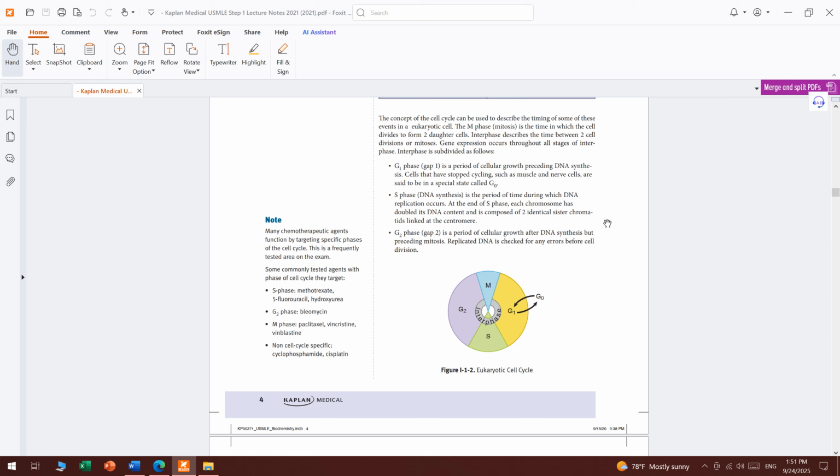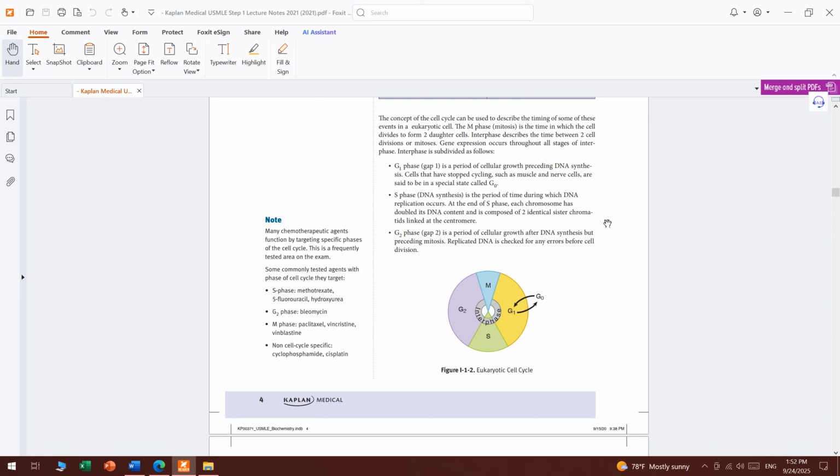The overall progression of the eukaryotic cell cycle can be visualized as a circle, starting from G1, moving to S, then G2, followed by M phase, and then back to G1 or into G0. Supplementary point: chemotherapeutic agents and the cell cycle. Many chemotherapeutic agents, which are drugs used to treat cancer, exert their effects by specifically targeting different phases of the cell cycle. This is a frequently tested concept in medical examinations because disrupting cell cycle progression can effectively inhibit the rapid proliferation of cancer cells.